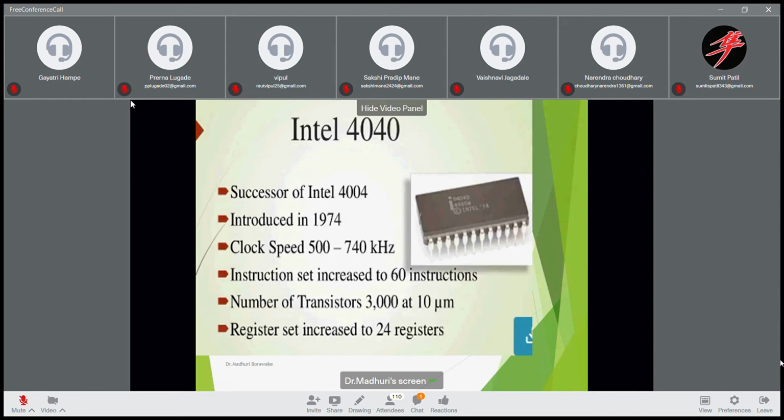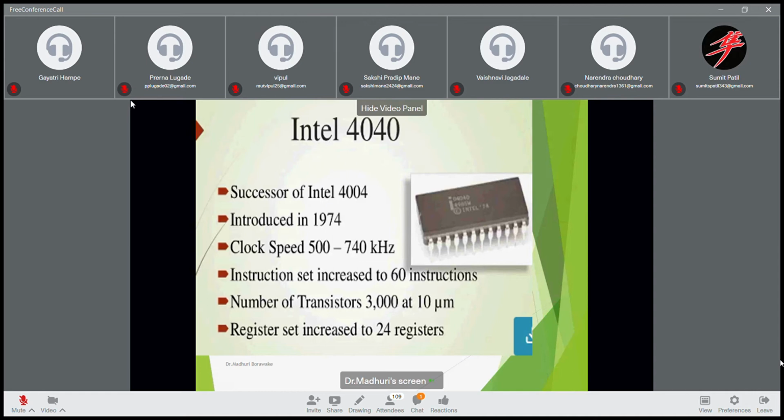Now the next is the Intel 4040. There are some common features from the beginning processor, the 4004. It again has a 4-bit data bus and a 4-bit address bus. But it was developed in 1974 and its clock speed is a little bit increased from the previous, 500 to 740 kilohertz.